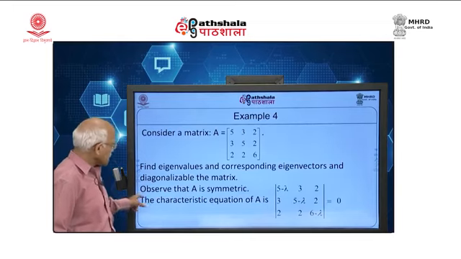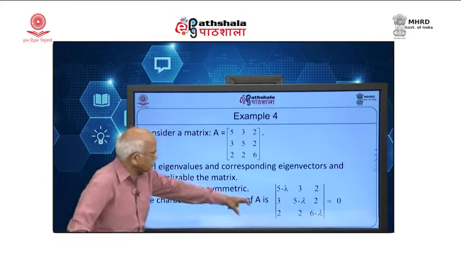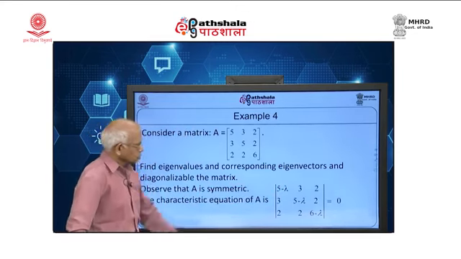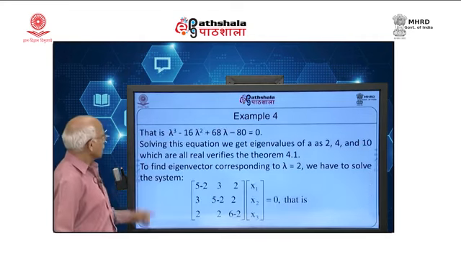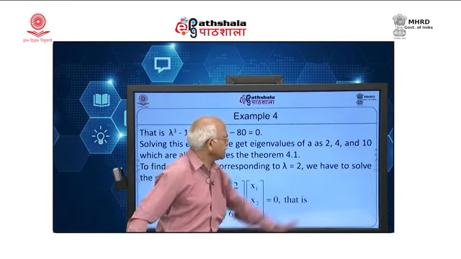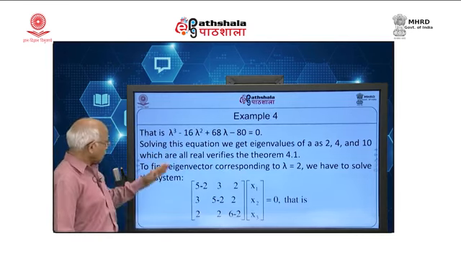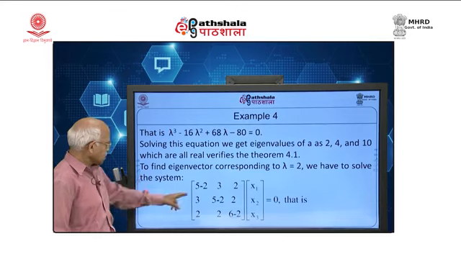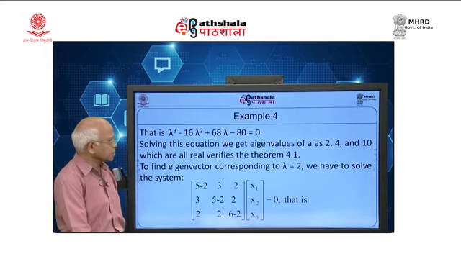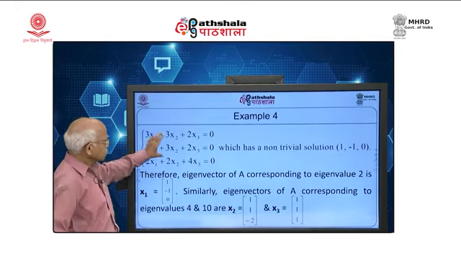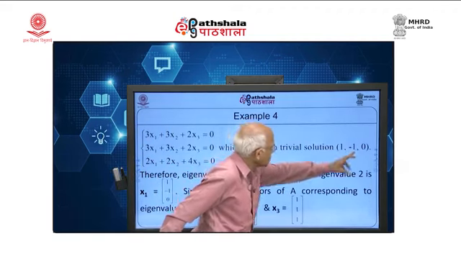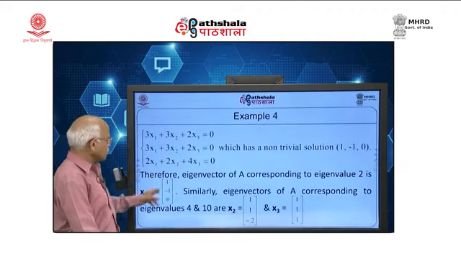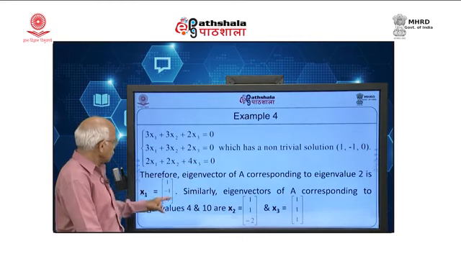So, we observe that A is symmetric. The characteristic equation of A is this. If you solve that equation, we will get eigenvalues 2, 4, 10, which you can verify. Then we find the eigenvectors corresponding to these eigenvalues. For lambda equal to 2, we solve this system again. We have already done this exercise earlier, so I will not repeat that. We get a system like this, and from it a non-trivial solution 1, -1, 0, and therefore the eigenvector corresponding to eigenvalue 2 will be this.